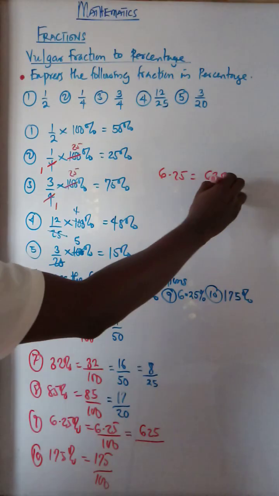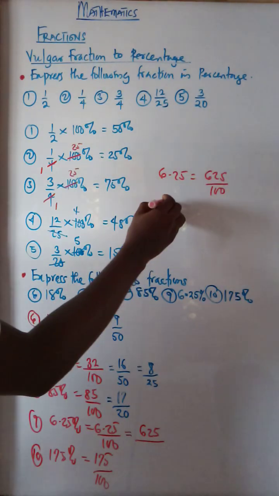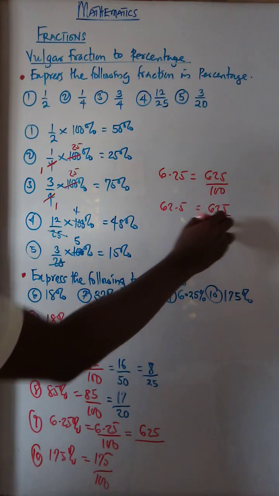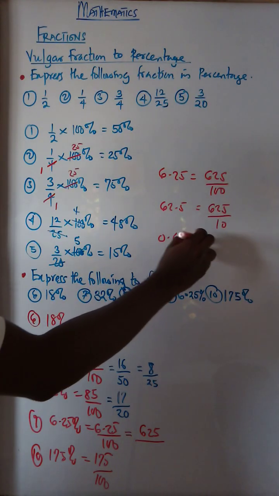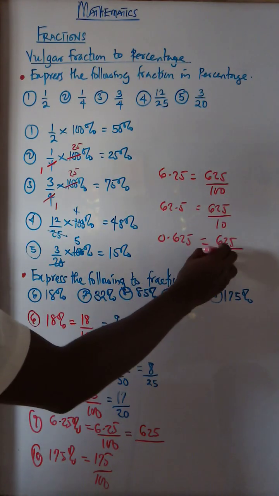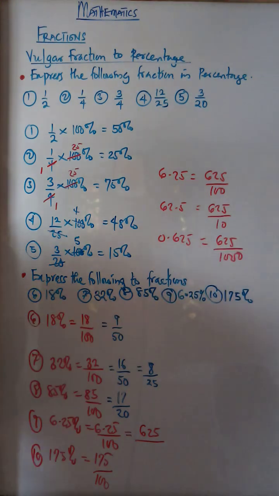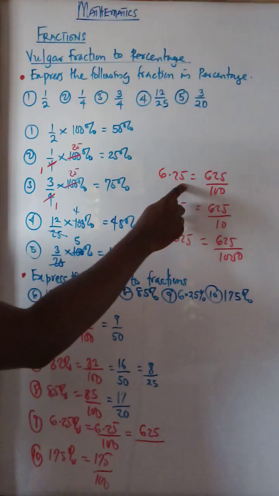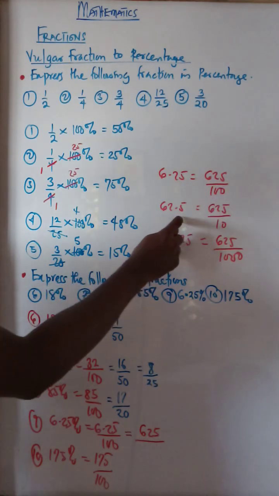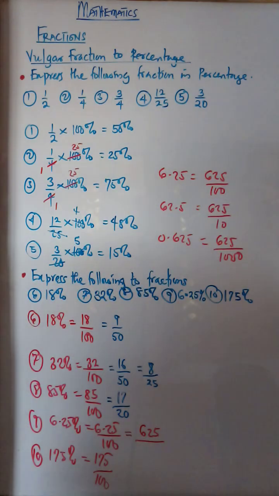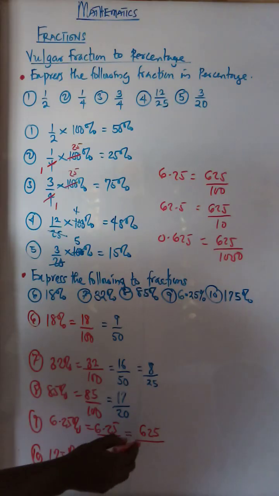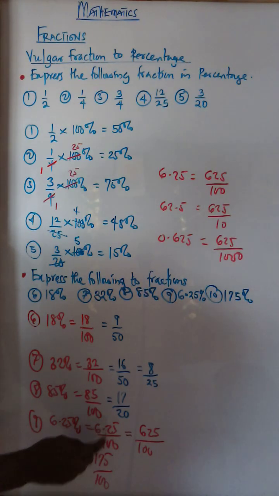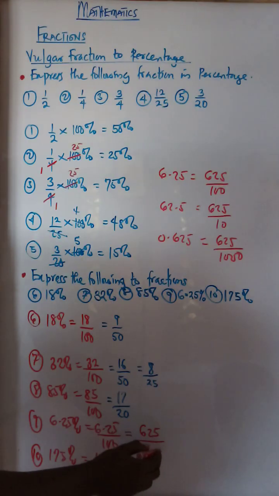625 divided by 100. Suppose it is 62.5, that's 625 over 10. If it's 0.625, that is 625 over 1000. Meaning, if you neglect the decimal point, if you have two numbers at the end, after the 1 you put 2 zeros; if it's one number, 1 and one zero; if three numbers, 1 and 3 zeros. Already, we have 2 zeros before. Now, since we neglect this decimal point, we are going to add 2 zeros here again.